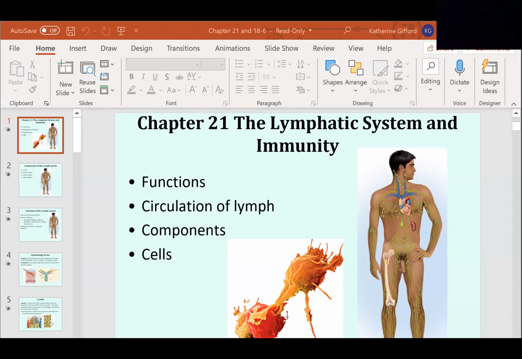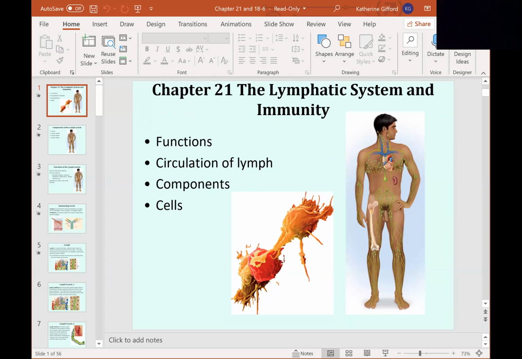Okay, so this is the recording for the first part of the lymphatic system. So this unit is going to cover part of the cardiovascular and the immune system.